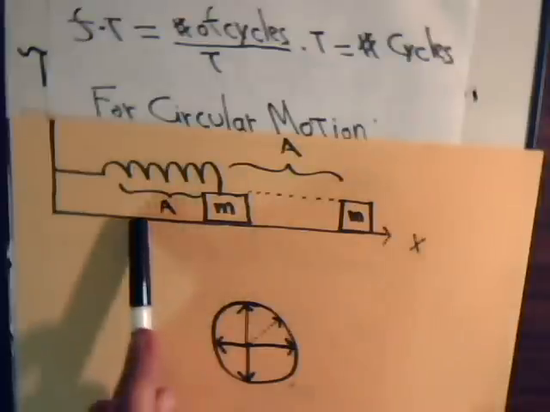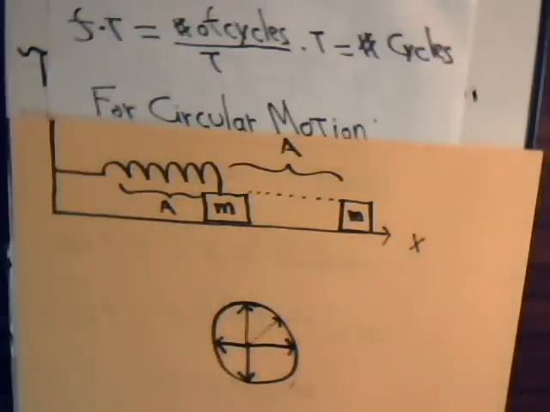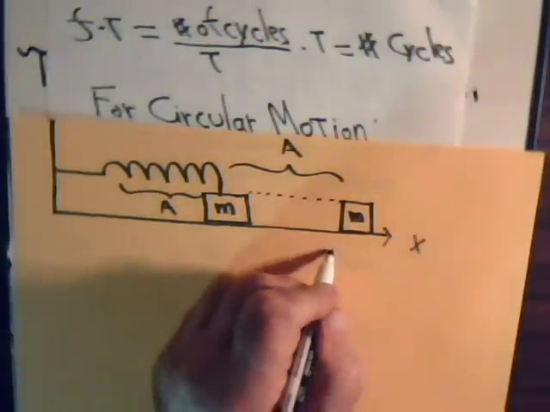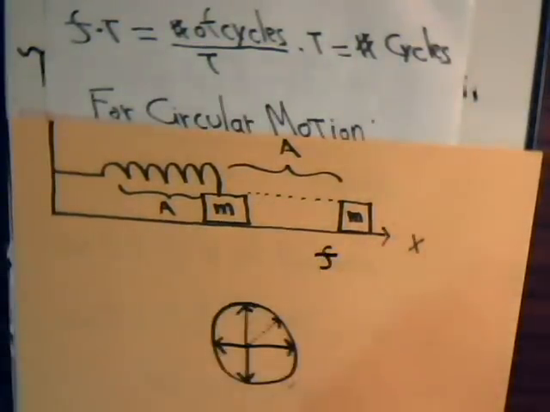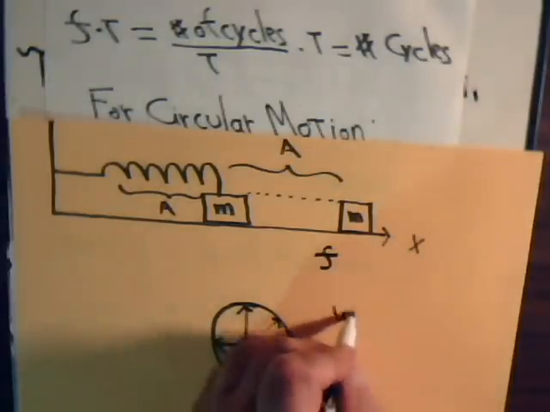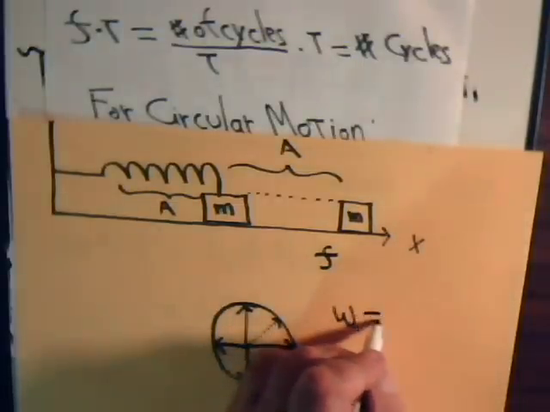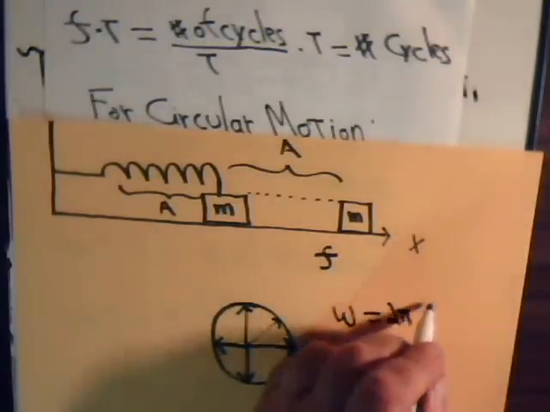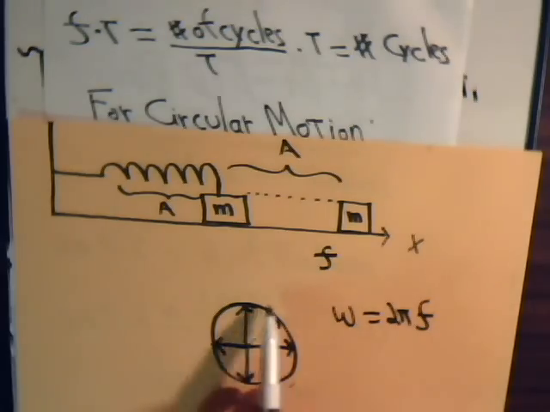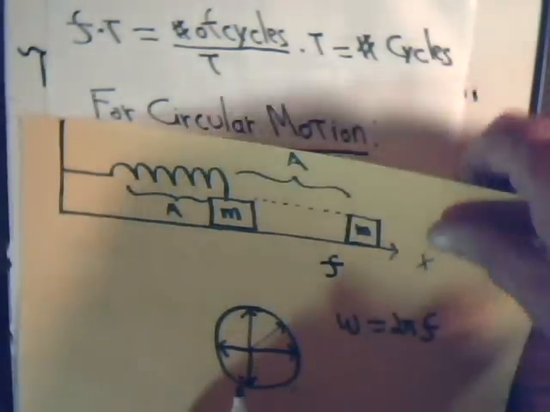So this is going back and forth with a certain frequency, f. The arrow is going around the circle with an angular frequency, omega. And if we know this frequency, multiply it by 2 pi, and we'll have the angular frequency. Now let's see how we can use that information.